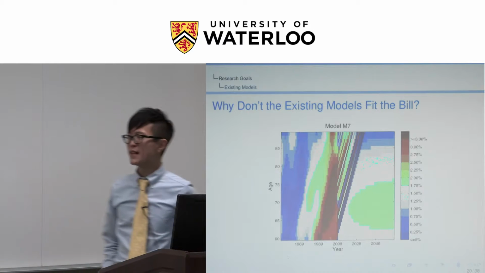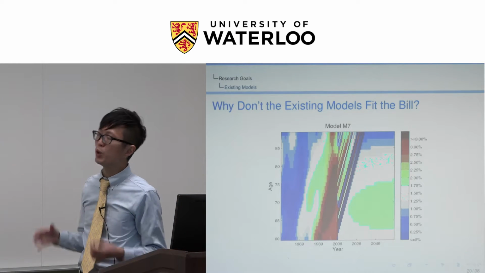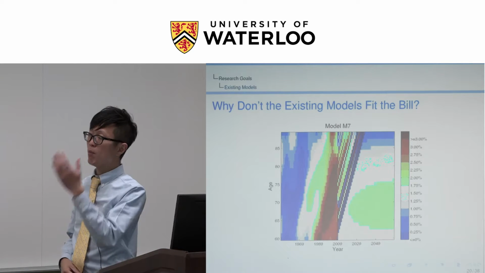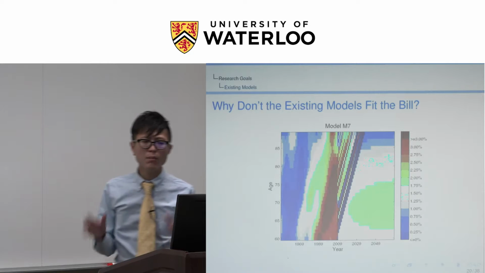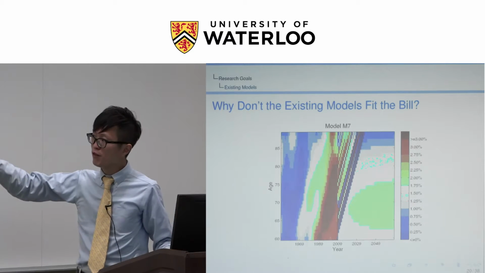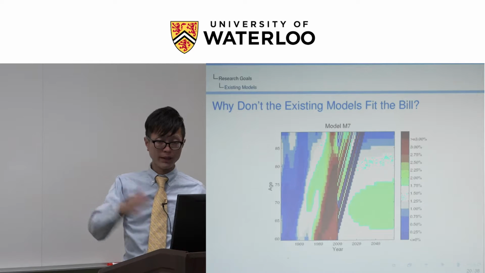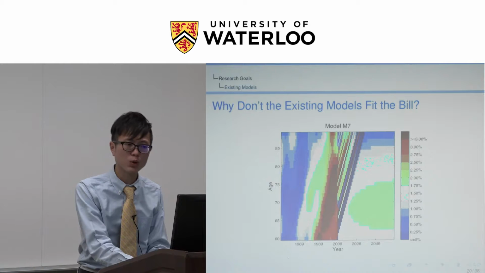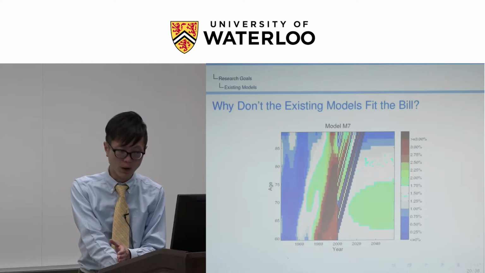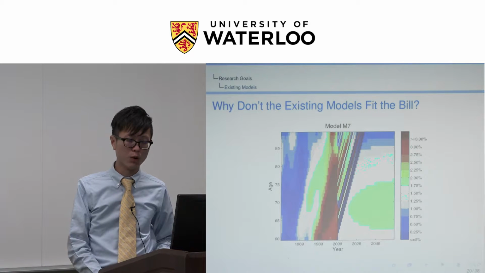All right, Model M7, a more sophisticated model, in turn produces a more sophisticated pattern of projected mortality rates, but still, the projected improvement rates do not appear to extend naturally from the historical rates. So to sum up, the existing models do not quite fit the bill. We need to develop a new model to achieve our research goal.